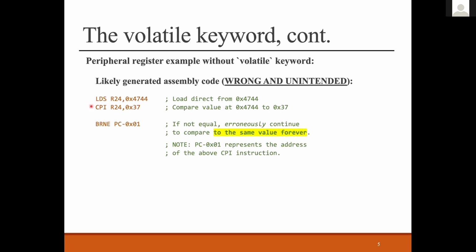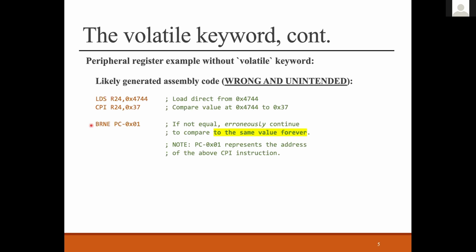So the following line of code: let's LDS into R24, some register, the value from hex 4744, that memory location. So let's read from hex 4744, and then let's compare the value that we just loaded with hex 37. Again, if this is equal, we're going to have the zero flag set, but this is the following code that's going to be generated.